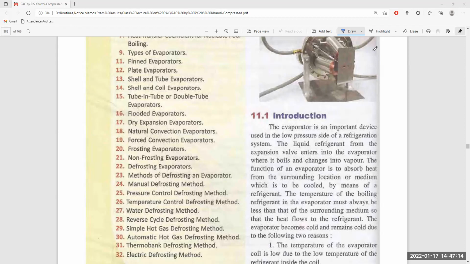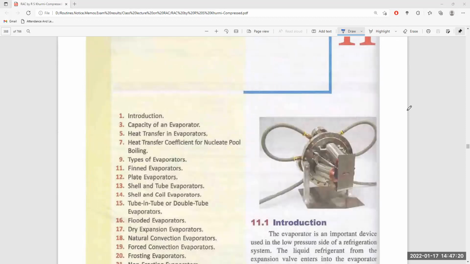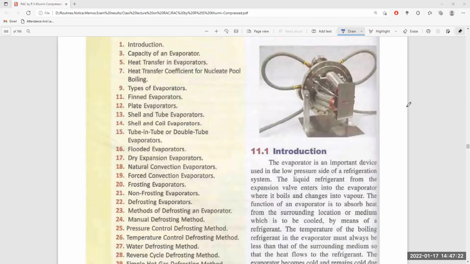Let us start. Let us go through the different components of the refrigeration air conditioning system. We have already discussed the compressor, condenser, and throttling valve, throttling devices. Now we would like to continue and finish the evaporator system here.